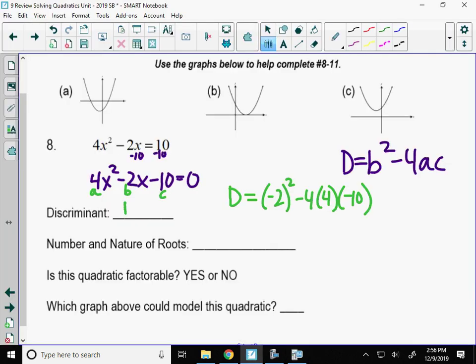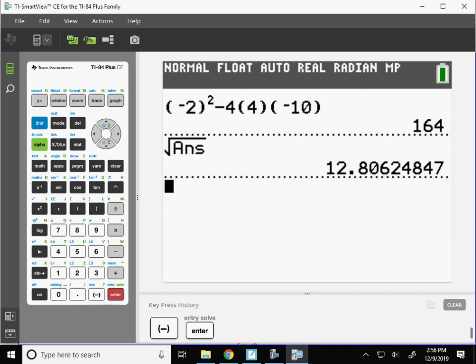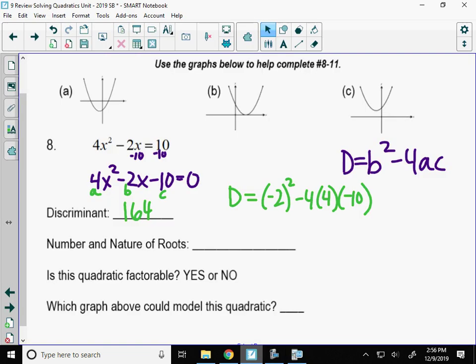Okay? Now the discriminant is just 164. It's not the square root of 164. It is the number under the radicand. Now 164 is a positive number, but it's not a perfect square. If you don't believe me, try to take the square root of it, and you get a decimal. You do not get a whole number. So it is not a perfect square, so that means it's going to have 2 irrational roots.